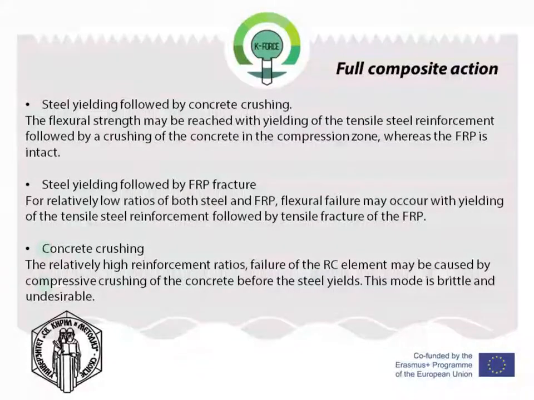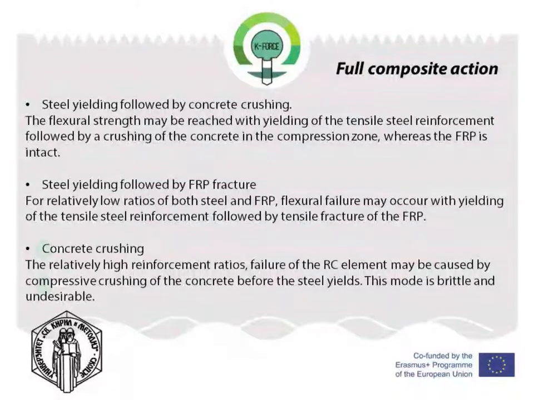In full composite action, we should consider steel yielding followed by concrete crushing. The flexural strength may be reached with yielding of the tensile steel reinforcement followed by a crushing of the concrete in the compression zone, whereas the FRP is intact. Steel yielding followed by FRP fracture. For relatively low ratios of both steel and FRP, flexural failure may occur with yielding of the tensile steel reinforcement followed by the tensile fracture of the FRP.